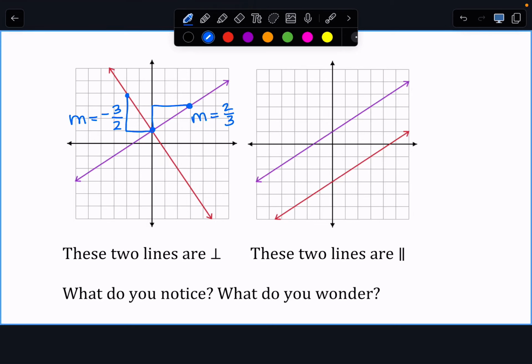You concluded that perpendicular lines have a special relationship with their slope. Not only are they opposite, but they're reciprocals. Okay, so what else do you notice about these pictures?